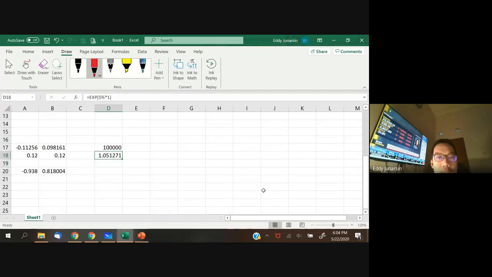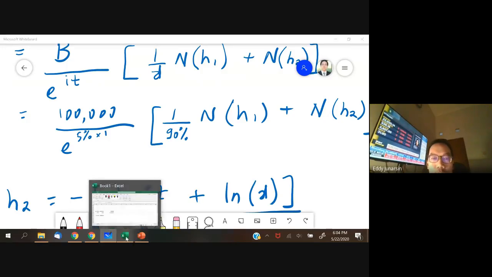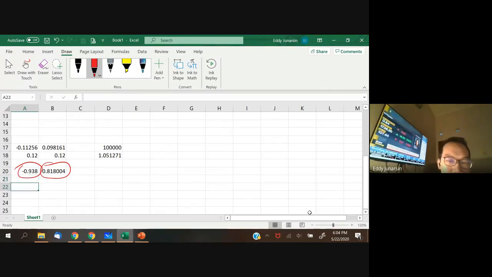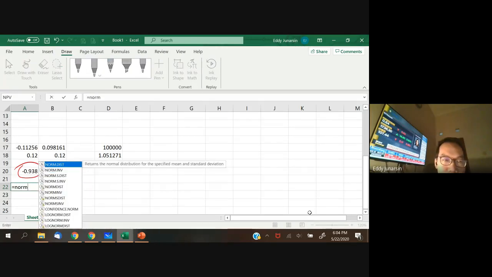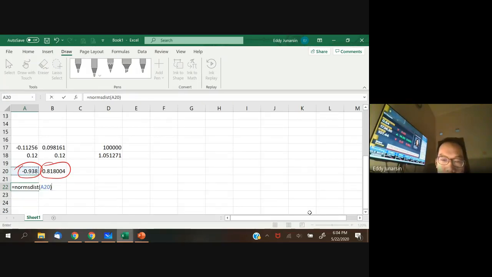Okay, so we get this one, and then we multiply it by 1 divided by 90%. Now we have to look for H1 and H2. So we got H1 and H2, and we have to find the normal distribution value. So we use NORM.S.DIST. This is very easy. NORM.S.DIST of H1.